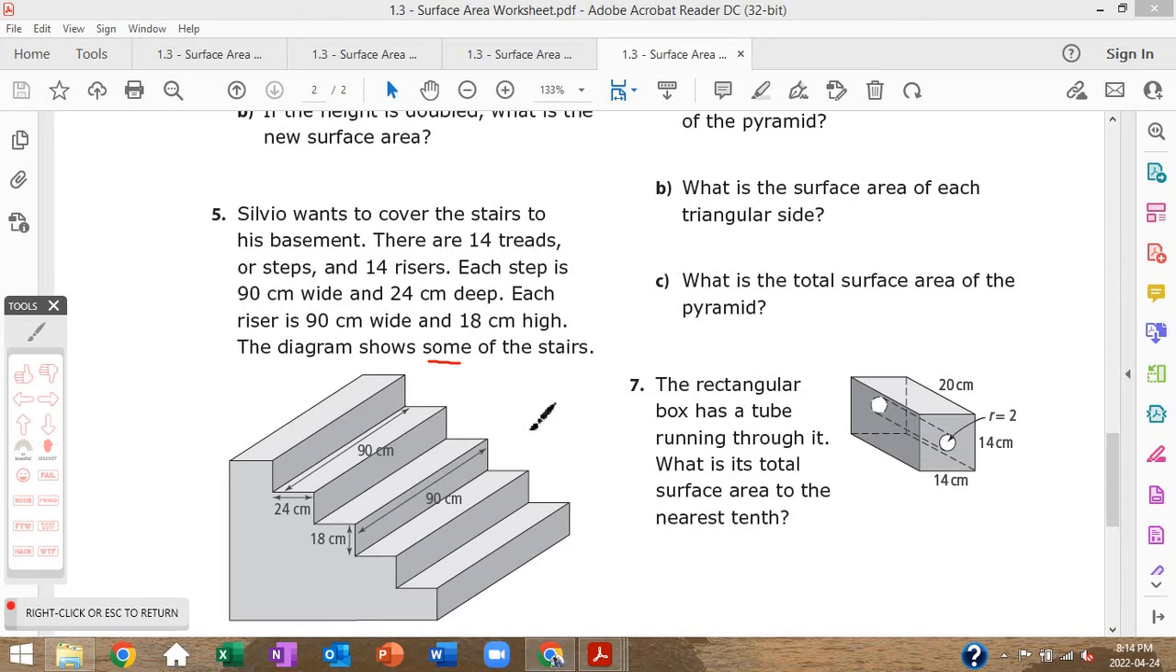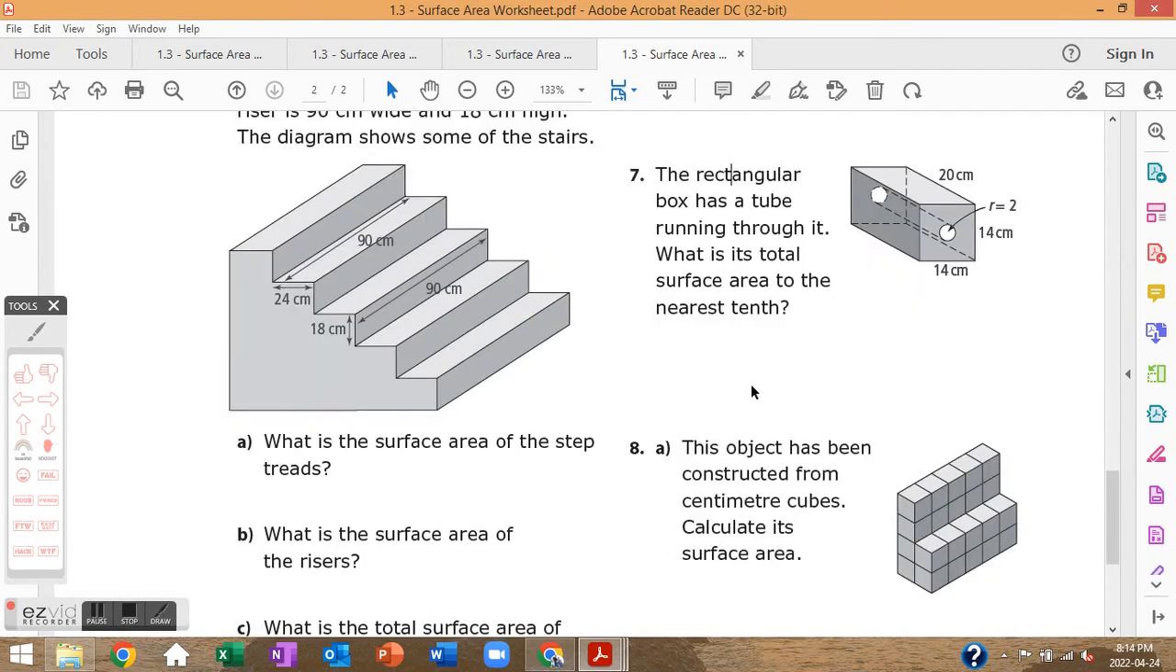Each step is 90 centimeters wide and 24 centimeters deep, that's front to back. Each riser is also 90 centimeters wide and 18 centimeters high. Diagram shows some of the stairs. All right, so now we're going to actually have to go up here to find the question.